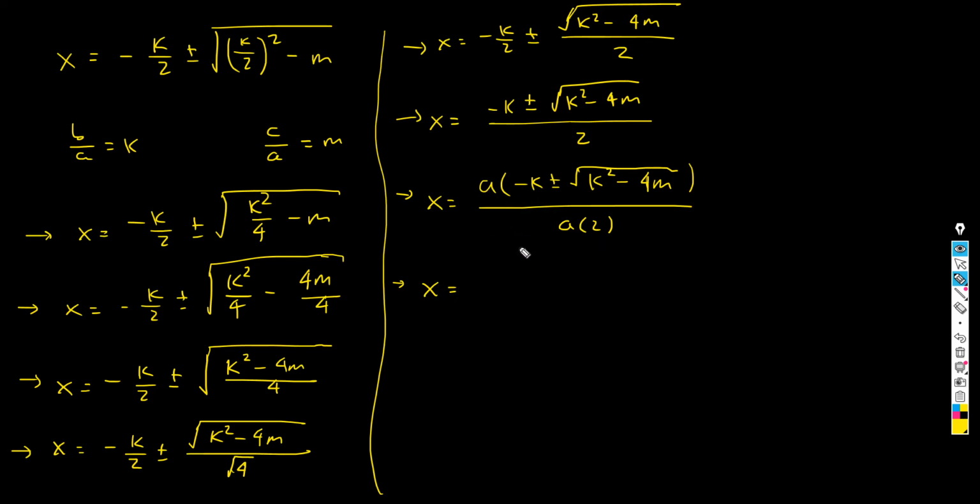Okay, so it's a times minus k. That's gonna be minus ak, and then we have a plus minus, and then a times this root. And then over 2a. So you can see already that we have the 2a that is the denominator of the quadratic formula. You see, we already have that.